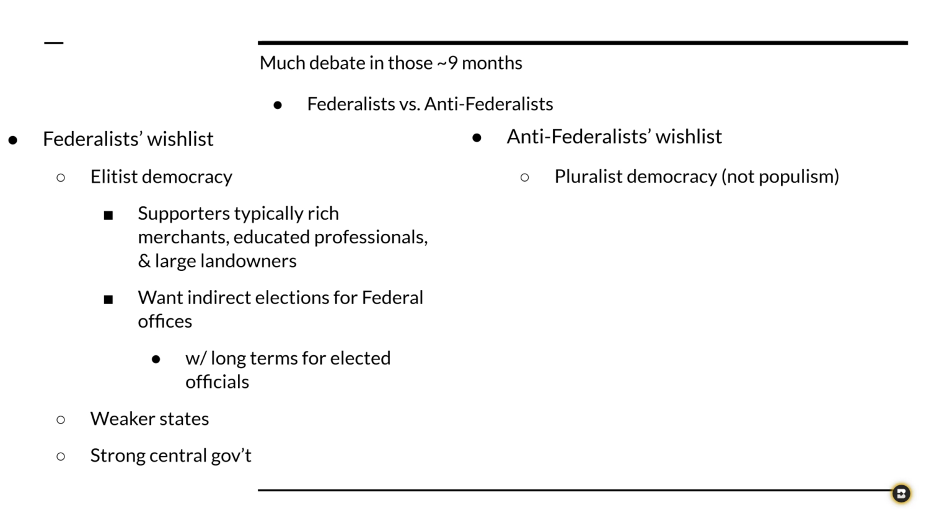Anti-federalists naturally have a very different wish list. They wanted pluralist democracy. Be careful with this. It's not the same as populism. Populism is generally defined as politics that are anti-elite, and that follow kind of what the majority wants in the moment, and are willing to change their politics as the public changes what it wants in the moment. That is not what the Anti-Federalists were.